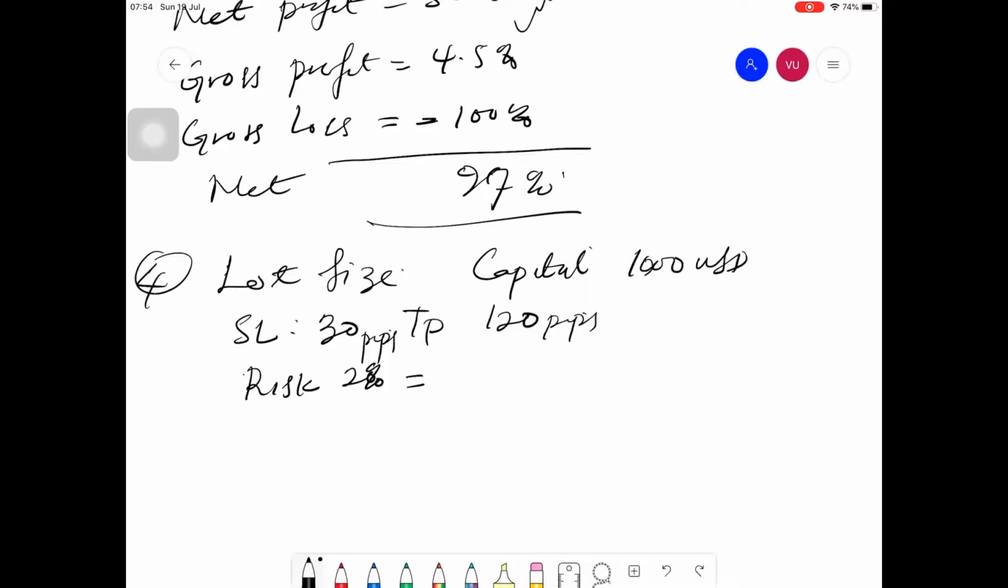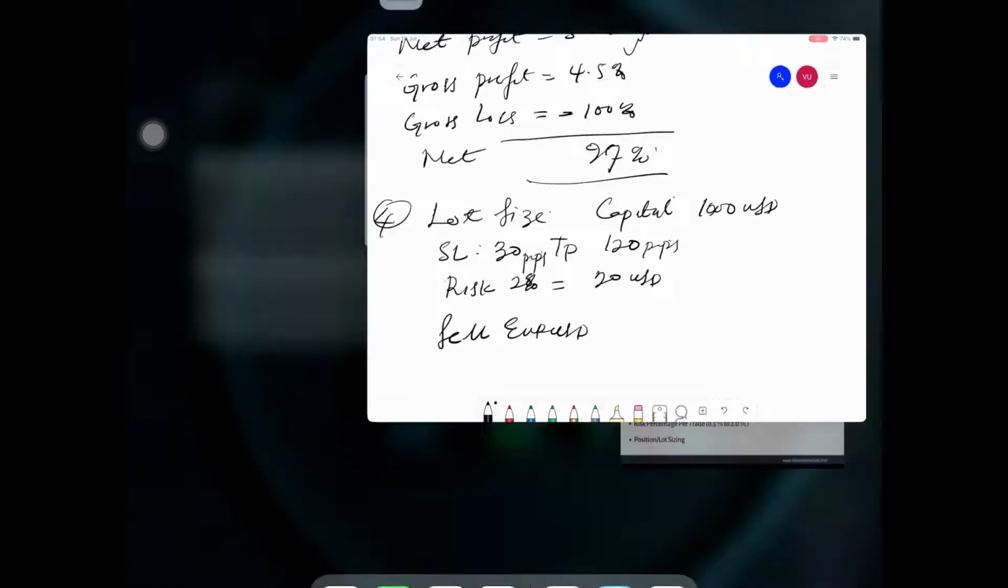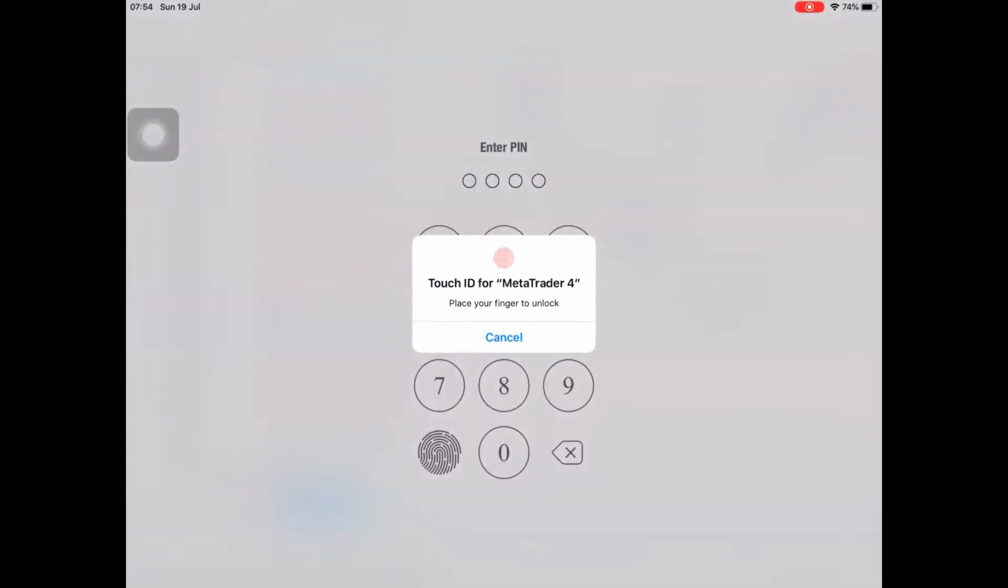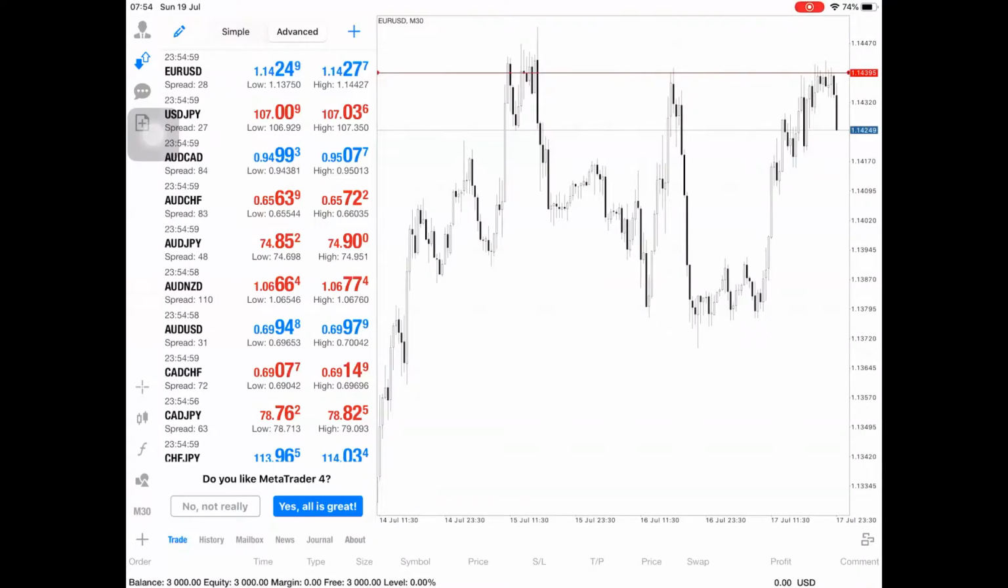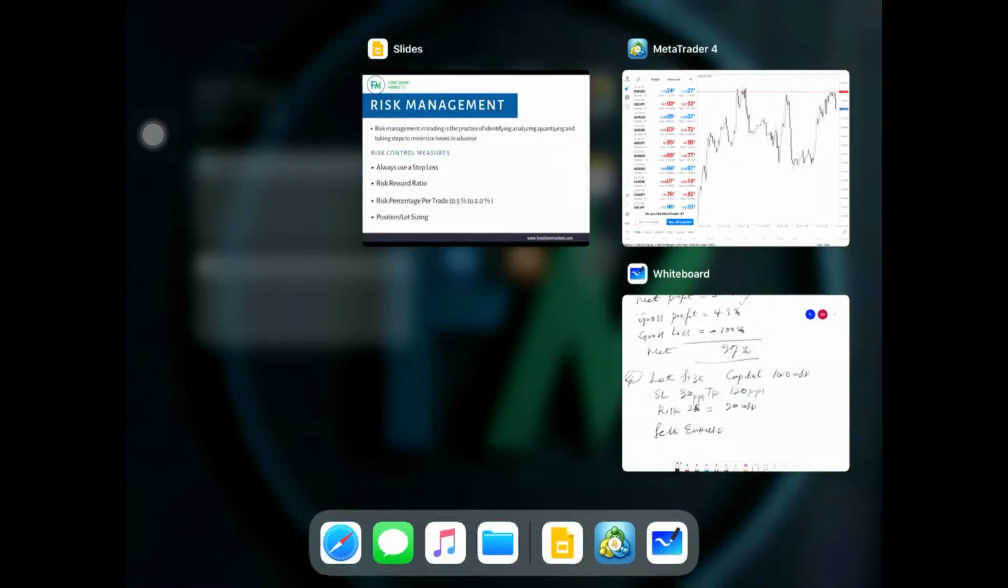$1,000. So 2% of 1,000 is $20. Okay, now we want to sell EUR/USD. Look at our charts here. Let's say our entry is the current price, 1.1424.